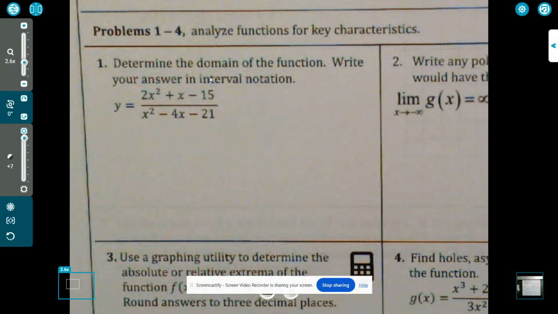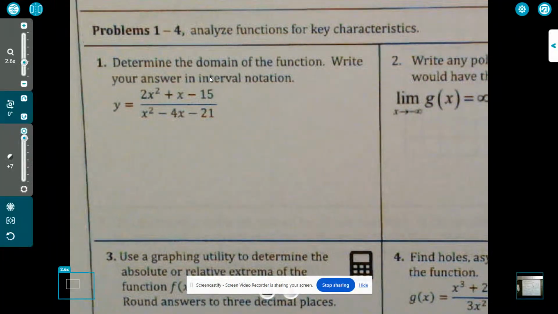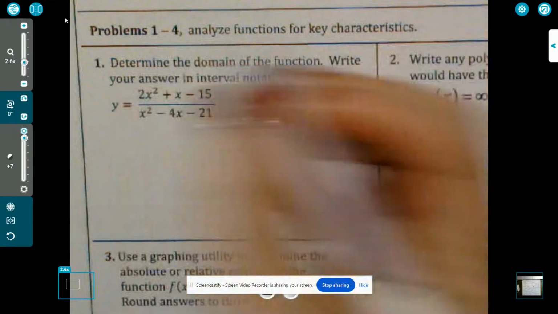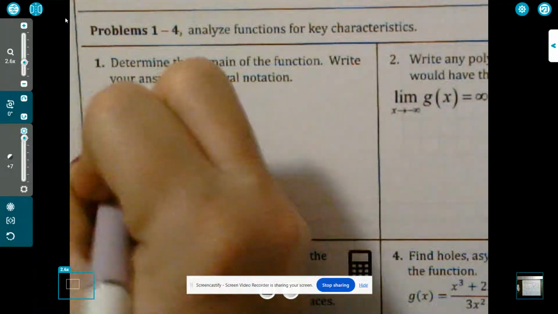Number 1 says determine the domain of the function. Write your answer in interval notation. Okay, so remember when we're talking about domain, we're talking about x values. Well, the first thing I'm going to want to do is factor both the top and the bottom. All right, so I'm going to work that out for you.